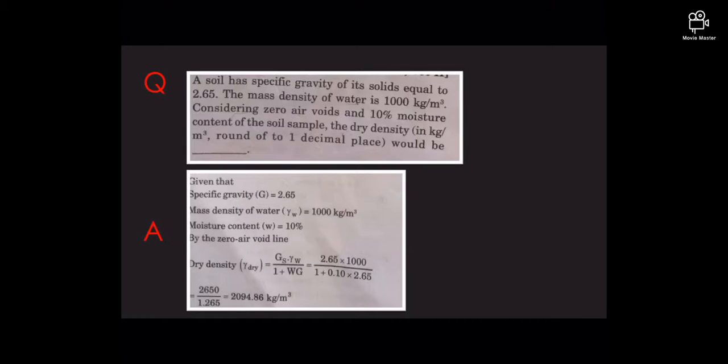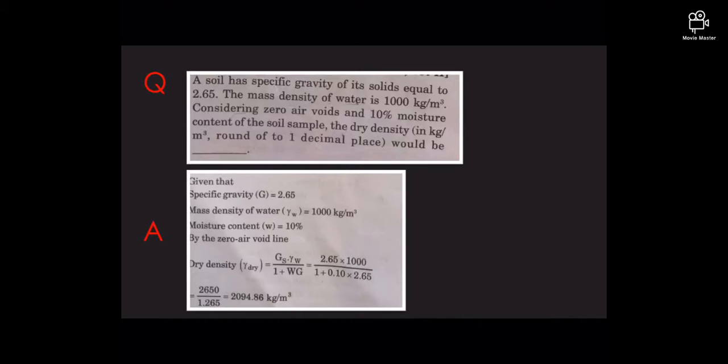Next question. A soil has specific gravity of its solids equal to 2.65. The mass density of water is 1000. Considering 0 air voids and 10% moisture content of the soil sample, the dry density in kilogram per meter cube, rounded to 1 decimal place, would be what? So in the question it's given specific gravity G, which is 2.65, mass density of the water, which is gamma w, equal to 1000 kilogram per meter cube, then moisture content w is equal to 10%. They have also given that consider it as 0 air void.